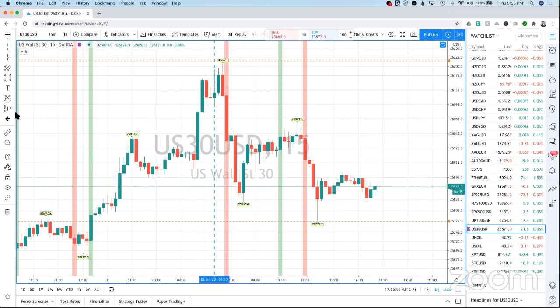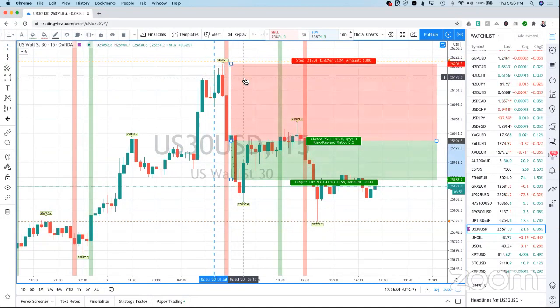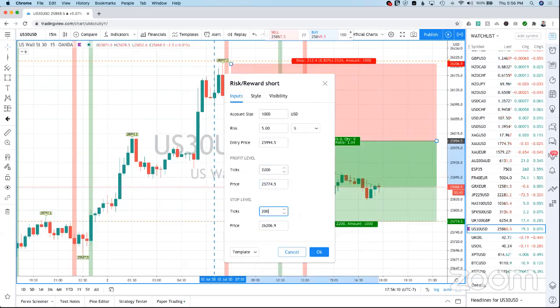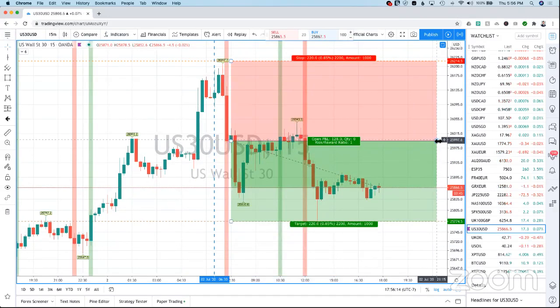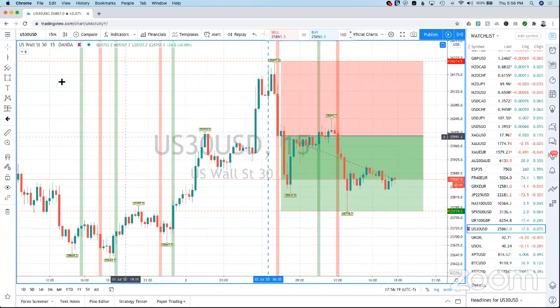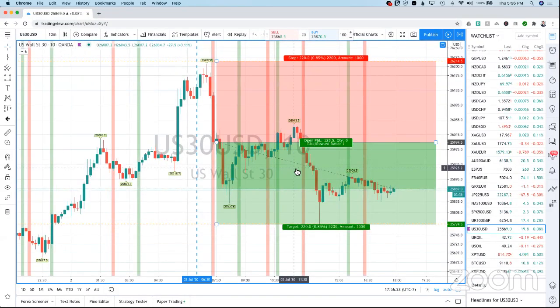If we mark this up right here, you can see the parameters lined up very well with the 10-minute. This is an example showing that the strategy works fine on the 15-minute. So right here is the 15-minute. Let's go to the 10-minute. The 10-minute is right there. It looks exactly the same, so this is actually pretty fine.